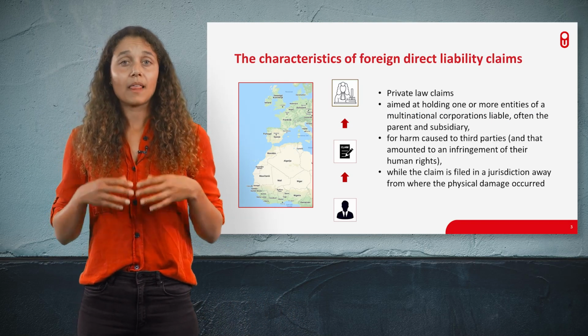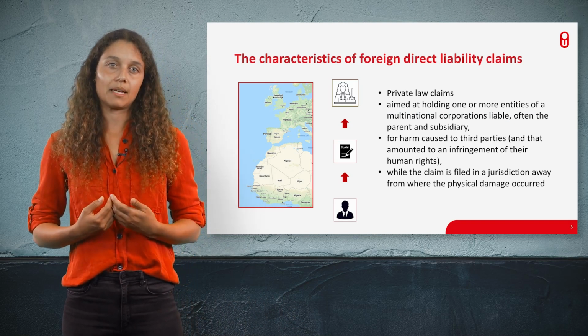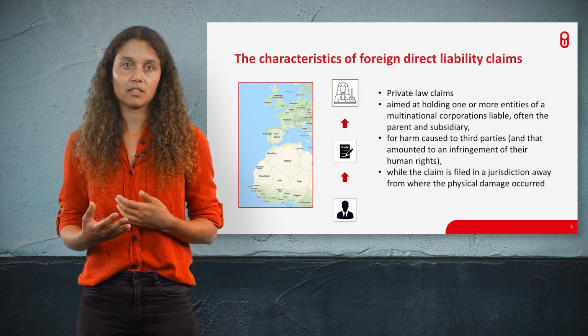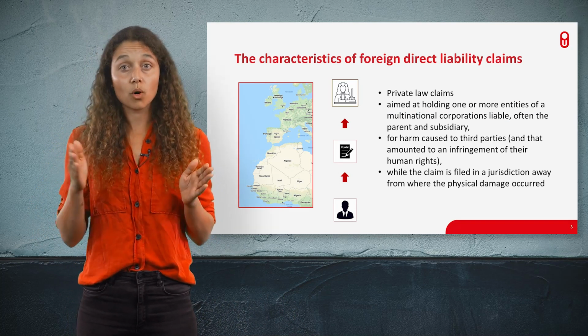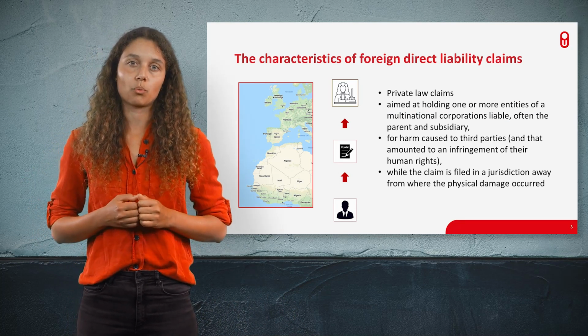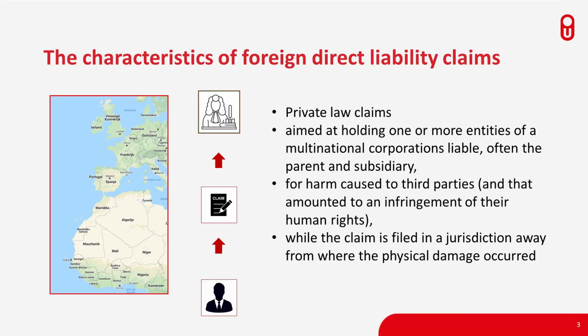In short, I understand foreign direct liability claims as being private law cases aimed at holding one or more entities of a multinational corporation liable, often the parent and the subsidiary, for harm that is caused to third parties and that amounted to an infringement of their human rights, while the claim is filed in a jurisdiction away from where the physical damage occurred. Or, as the title of the book edited by Greg Scott suggests, these claims frame torture as tort.